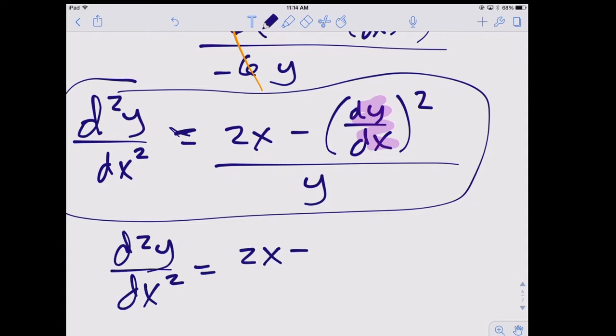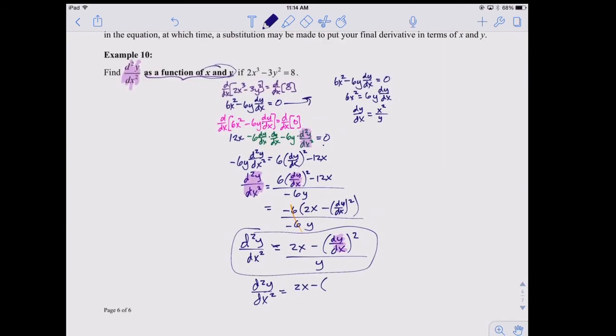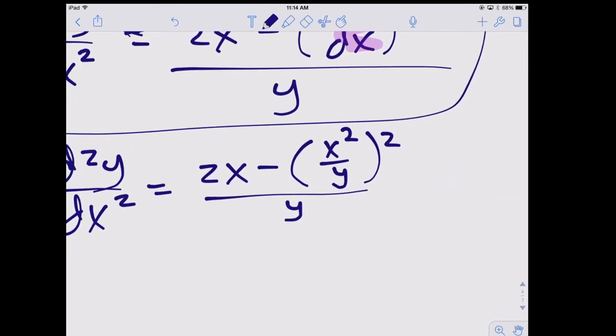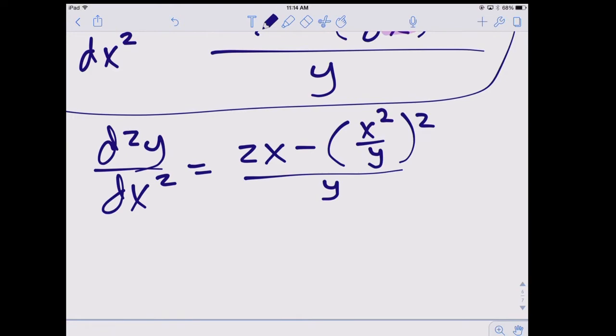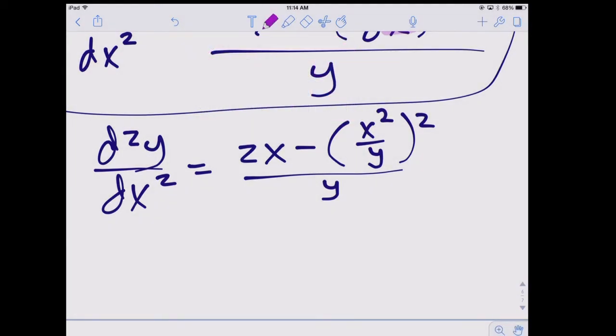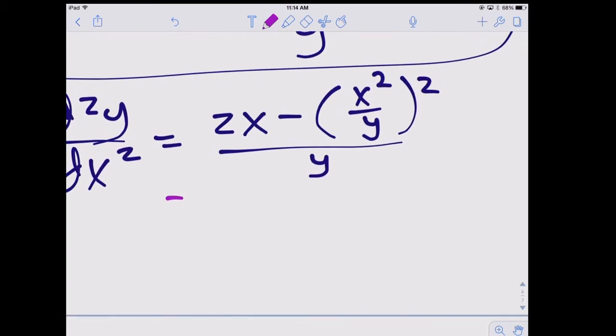It's 2x minus x squared over y, quantity squared, all over y. Now, technically, is that the second derivative in terms of x and y? Yeah, so you could stop there. Let's keep going, because another way I could ask this question is I could say, show that the second derivative equals, and I can give you the answer that's nice and cleaned up, and now it wouldn't be that. So let's keep going here.